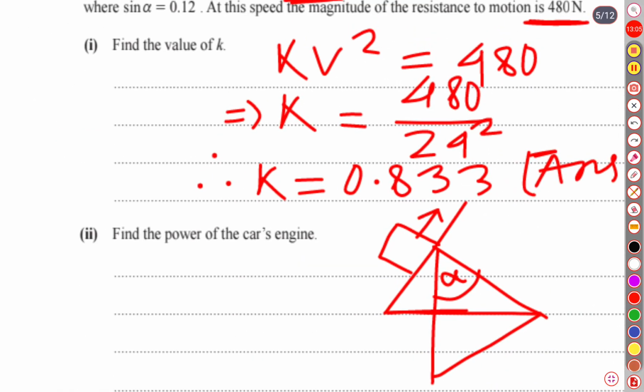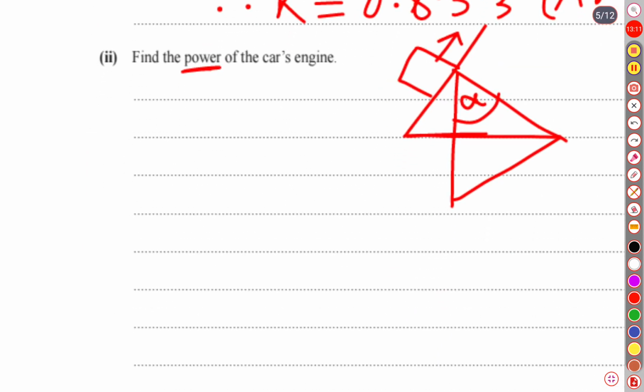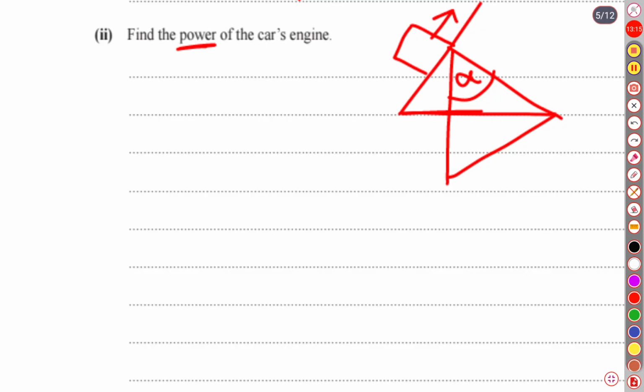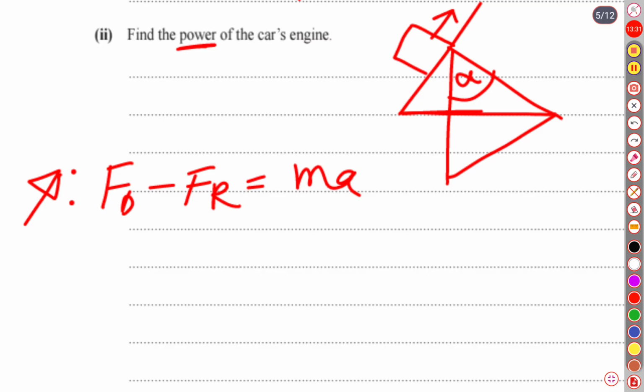So for finding power, we can apply the concept of Newton's law of motion. If we resolve the forces horizontally, what is it going to be? The car is moving upward like this. The concept we are going to apply is driving force minus resistance force is equal to mass into acceleration.